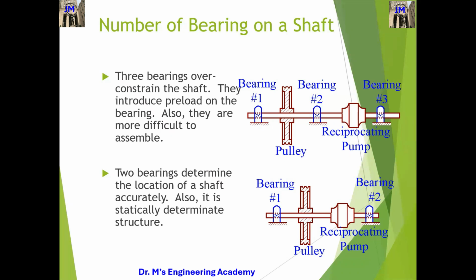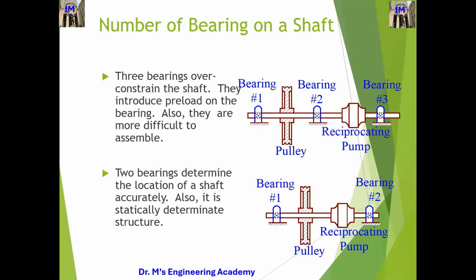So 2 bearings determine the location of the shaft accurately. Also, it is a statically determinate structure. We have only 2 reactions, reaction 1 and reaction 2, so the number of unknowns equals the number of equations available. So we can solve this problem very beautifully, right? Without any additional information. Questions regarding this slide?